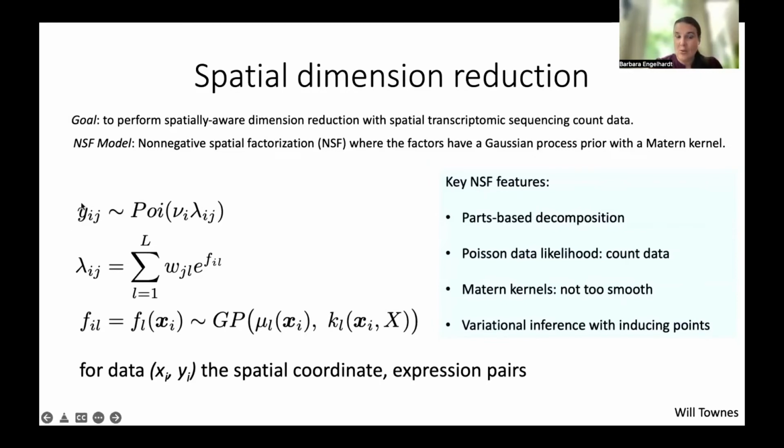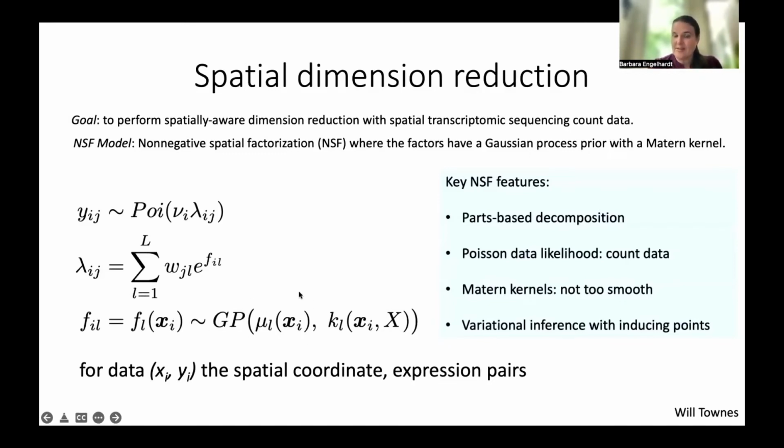And so here we're going to describe this observation Y as a draw from a Poisson distribution with a scaled rate parameter, scaled by nu. And nu is basically a function of the total read counts. And then lambda, which is the rate parameter, is going to be a linear combination of some weights times a set of factors. And these factors are going to be exponentiated so that they're non-negative. These non-negative factors are going to be a draw from a Gaussian process.